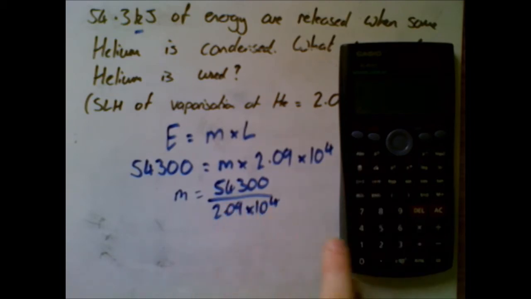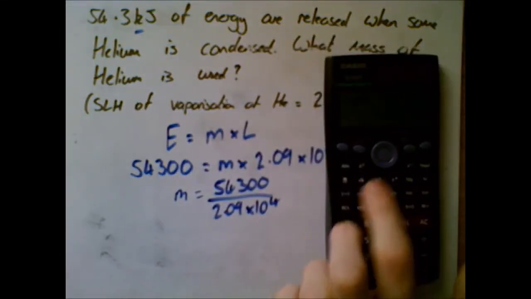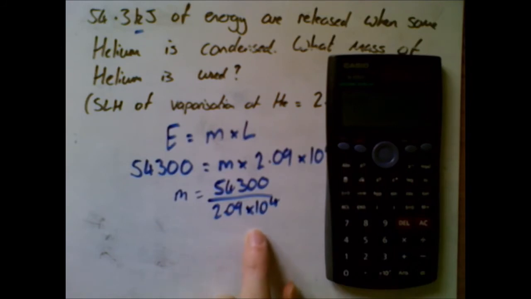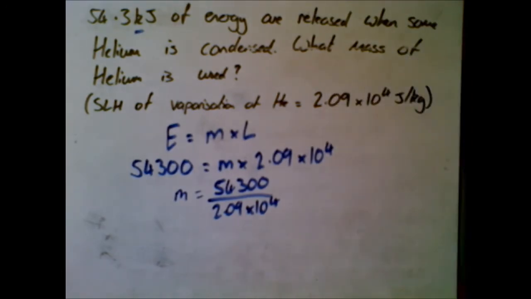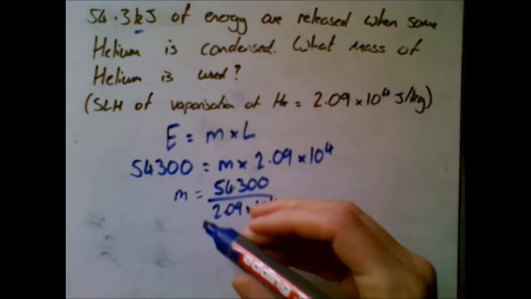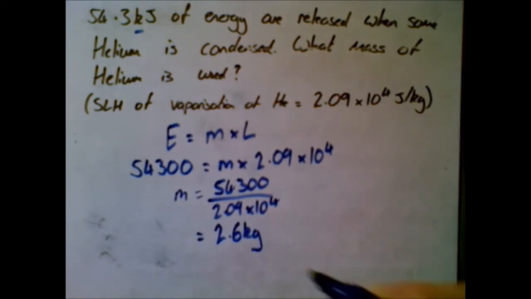Okay, I've got 54,300, and notice how I'm doing it in the sort of fraction mode, okay, divided by, and then 2.09 times 10 to the 4, I just type in 2.09, then the times 10x button, and then 4. And it gives me an answer then of 2.6. So my answer then is 2.6 kilograms of helium.